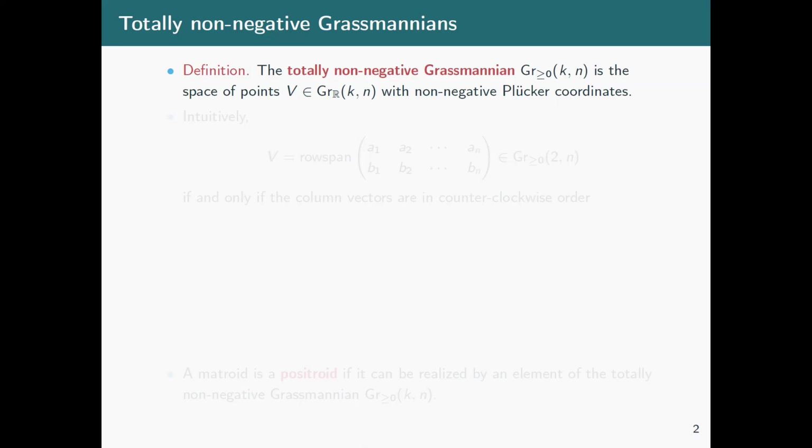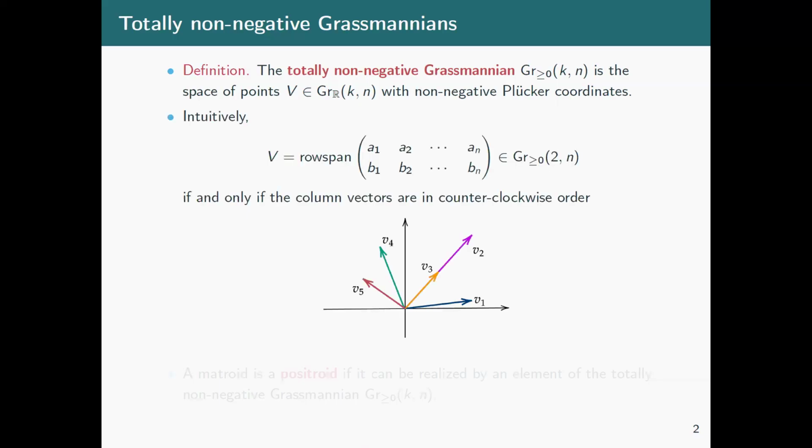How can we think about this intuitively? If we have a point in the positive Grassmannian Gr(2,n), then we can see the columns as vectors in a two-dimensional plane. And the positivity condition corresponds to the fact that the vectors are ordered in a counterclockwise order within the upper, let's say, 180-degree plane. So here we have v1, v2, v3, v4, v5. In particular, we see that positroids really depend on the order that we choose on the elements. Okay, so as I mentioned already, a positroid is a matroid that can be realized by an element of the totally non-negative Grassmannian.